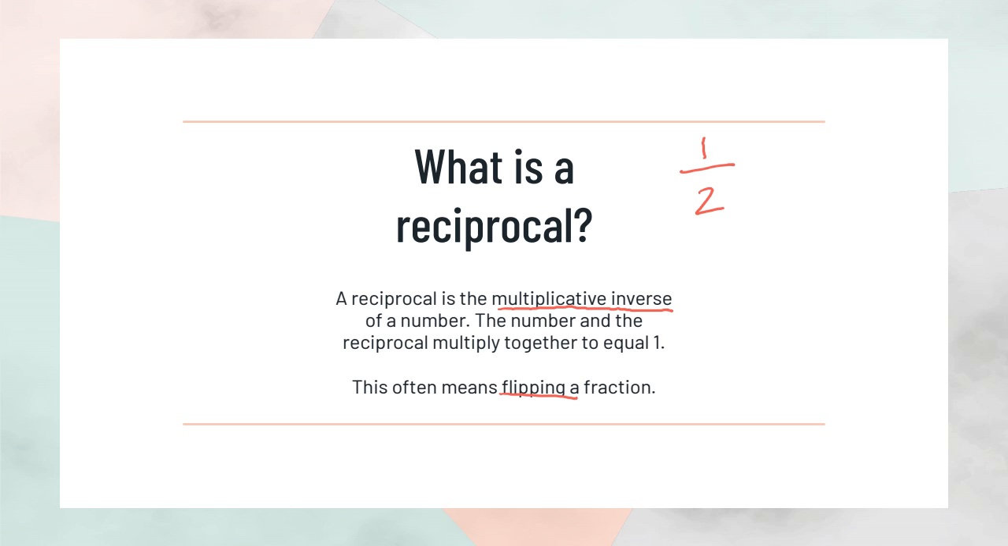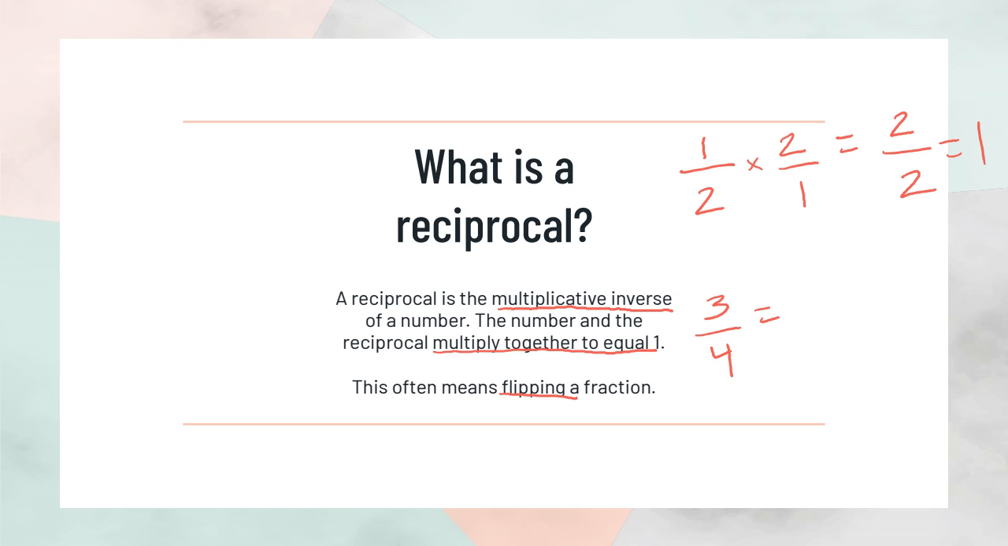If I flip 1/2, that would become 2/1, right? And then if I multiply those together, because they need to multiply together to equal 1, whenever I multiply fractions, I multiply straight across. So 1 times 2 is 2, 2 times 1 is 2, and 2 divided by 2 equals 1. So it checks out.